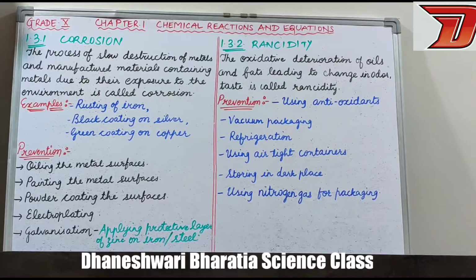Okay. Now let us see how to prevent this corrosion. So the first is oiling the metal surfaces. Next is painting the metal surfaces, powder coating the surface, electroplating and galvanization. What is galvanization? It is nothing but the protective layer of zinc being applied on iron or steel surfaces. Am I clear? Now let us move to rancidity.